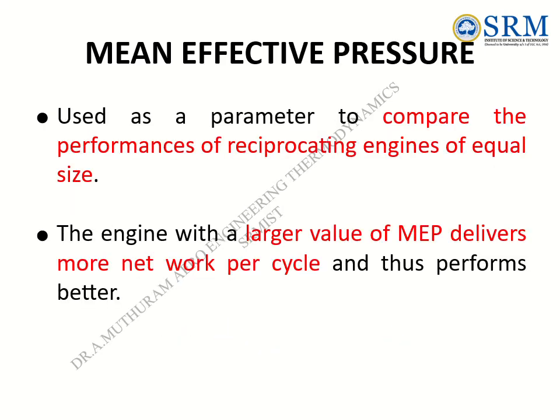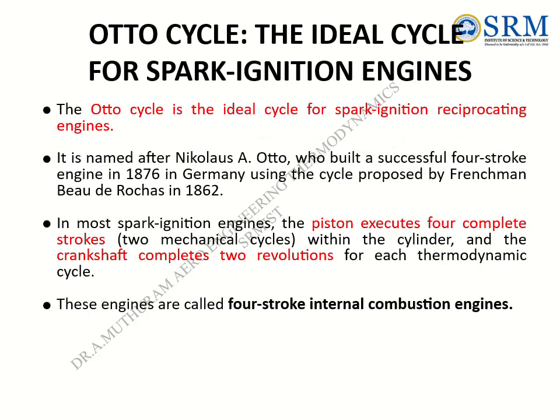Used as a parameter to compare the performances of reciprocating engines of equal size. The engine with a larger value of MEP delivers more net work per cycle and thus performs better. The Otto cycle is the ideal cycle for spark ignition reciprocating engines.